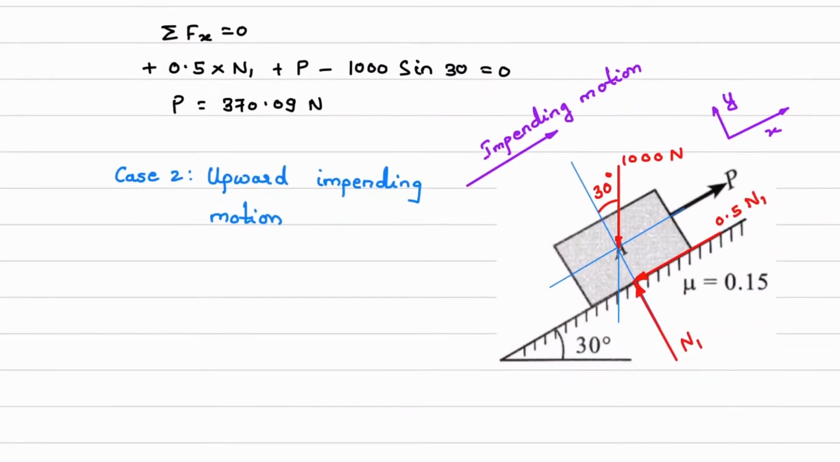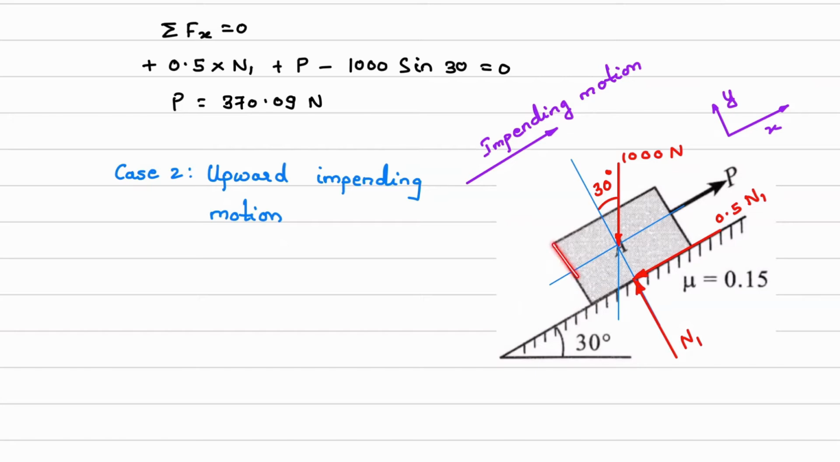Next we will consider, suppose this block, again on the inclined plane, and this P is just enough to move the block in upward direction. Okay, upward direction of the slope. Now since impending motion is in upward direction, friction force is opposite to that, which is 0.15 N1. Now since to this horizontal the weight is perpendicular and to this incline N1 is perpendicular, if angle over here is 30, angle over here will also be 30.